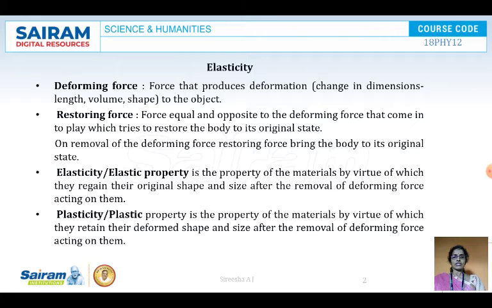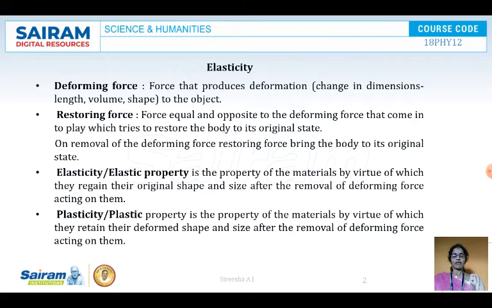When there is a change in the shape, size or length of a body, internally there exists a force which resists the change. That resisting force which is developed internally is called a restoring force. That is what it says: a force equal and opposite to the deforming force. The deforming force is a force that causes a change. So equal and opposite to it, a restoring force is developed inside the body, and that force is called the restoring force. On removal of the deforming force, the restoring force brings back the body to the original state.